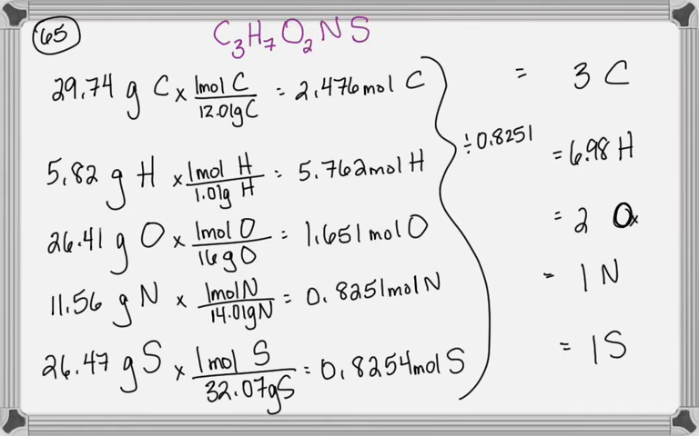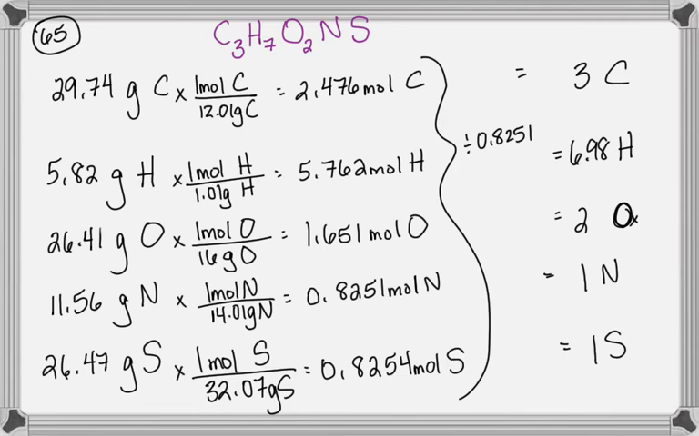C3H7O2NS. And a question I often get asked is, how do you know what order to write the elements? The problem gives them to you in this order, how I wrote them here, and so that's how I'm writing the formula. I wouldn't count it wrong if you mix that order up, but the correct way to do it would be the order they're presented in the problem, okay?